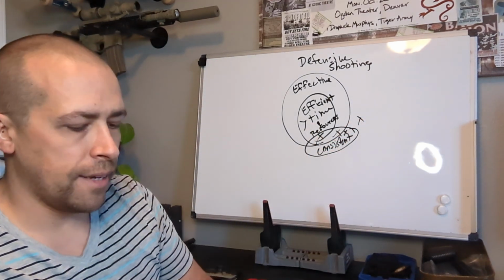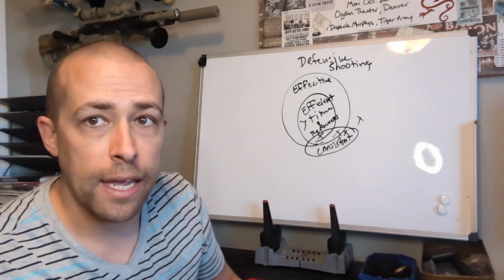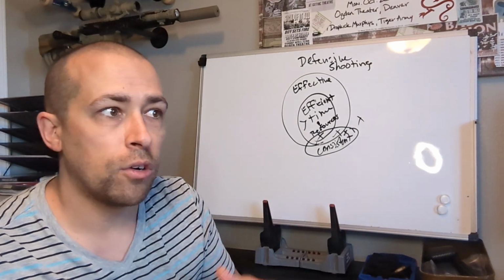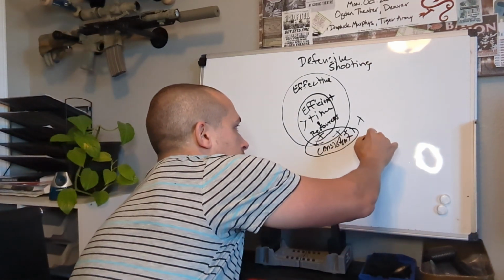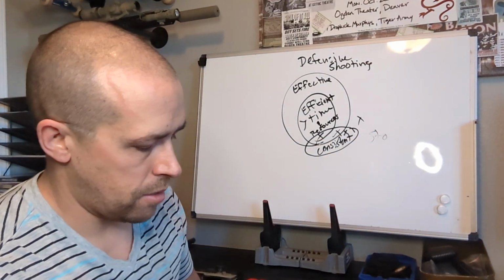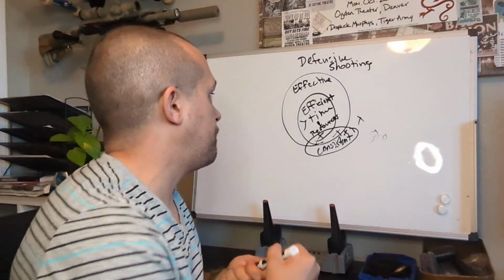So let's talk about our definition of stopping the threat or stopping the threatening behavior, because that's the real crux of the issue. We want to stop the threatening behavior. And there's two types of stops. Oh, that marker is toast. Let's find another one. All right.